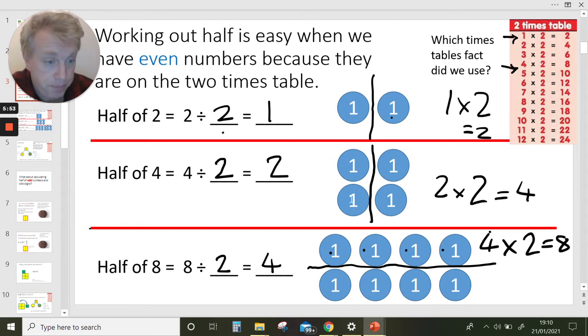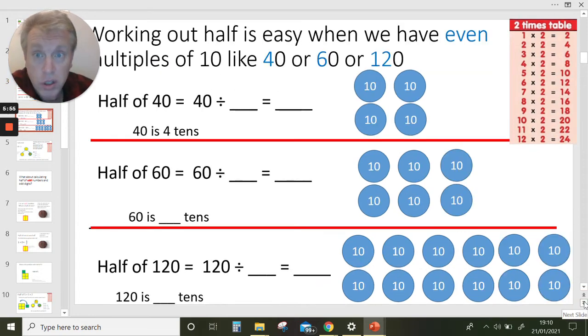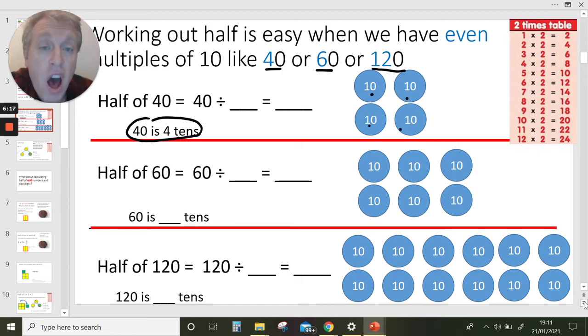And I'm sure it's good to know that it's the same thing when we have multiples of 10, which are even, like 40, 60, or 120. Because half of 40, well, 40 is just 4 tens: 10, 20, 30, 40. Half of 4 is 2. 4 divided by 2 is 2. So 40 divided by 2, it's not 2 ones, it's 2 tens.